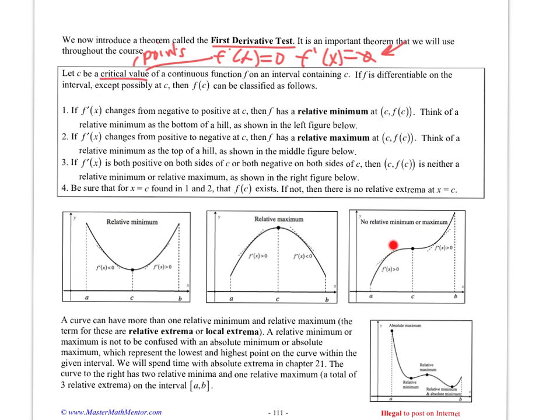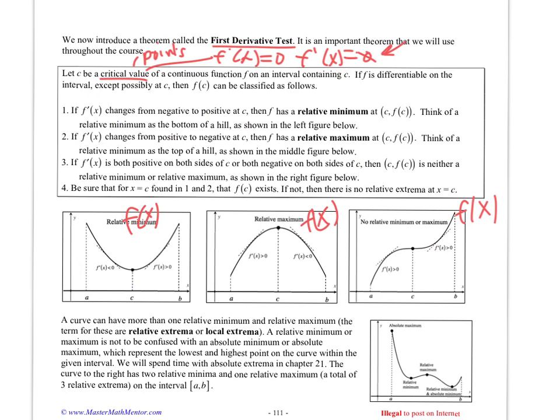Notice how the slope of the tangent is positive, slope of the tangent positive. As opposed to this function, these are all graphs of f of x, by the way, not graphs of the derivative. Notice the slopes here: first derivative positive, first derivative negative, maximum. First derivative negative, first derivative positive, minimum.